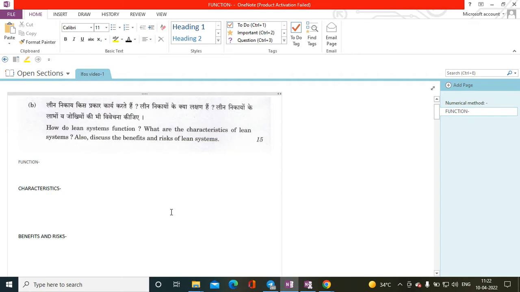So today we will be solving a question of Civil Services Mechanical Engineering Paper 1 mains question. So the question is, how do lean system function and what are the characteristics of lean system? Also discuss the benefits and risk of lean system. So there are three parts in this question and this question is of 15 marks.